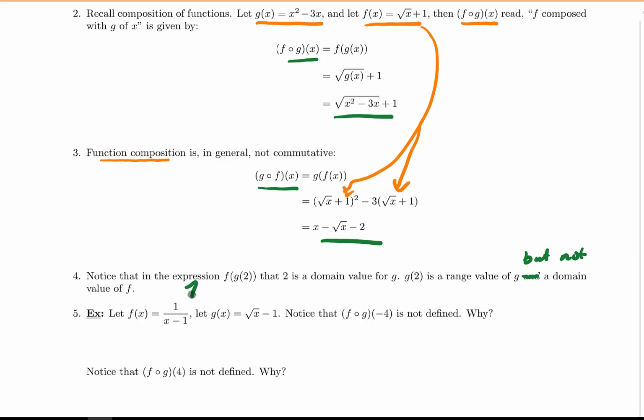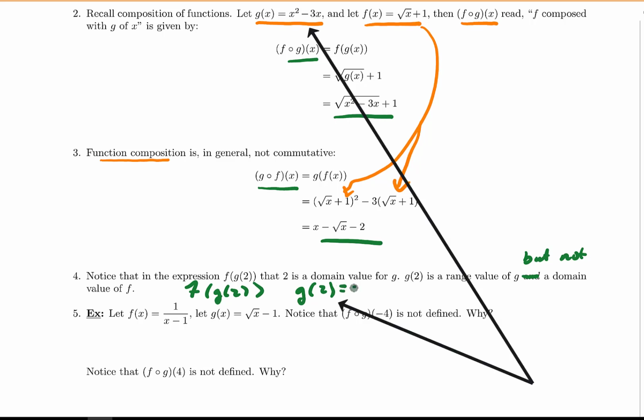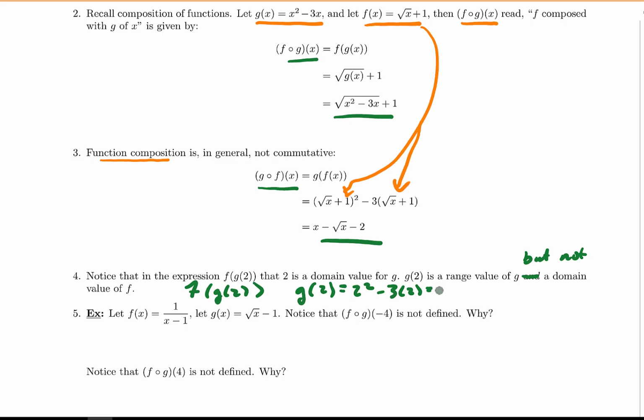Let's see why. So if we take f of g of 2, well, that requires us to compute g of 2. So g of 2 we would find is 2 squared minus 3 times 2, which is 4 minus 6, equal to negative 2. But what would I do with that output, that range value? I would then try to input it into the function f, but notice f is not defined at negative 2. So in fact, f of g of 2 is undefined.